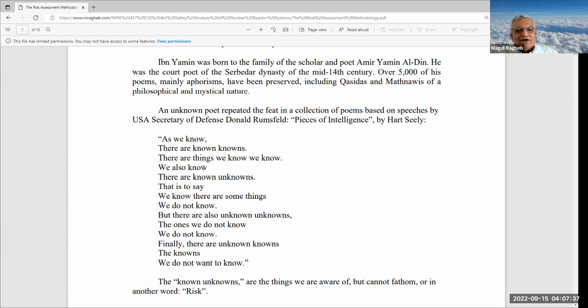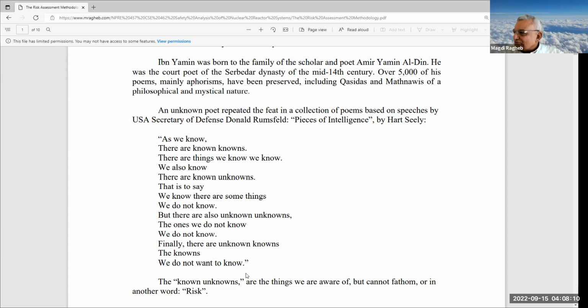So that is what Hart Seeley describes Mr. Donald Rumsfeld said. Quote, as we know, there are known knowns. There are things we know we know. We also know there are known unknowns. That is to say, we know there are some things that we do not know, but there are also unknown unknowns, the ones we do not know we do not know. And finally, there are unknown knowns, the knowns we do not want to know.